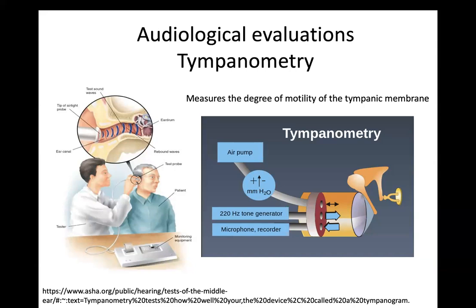Tympanometry measures the degree of motility of your tympanic membrane. Like I said, for hearing sound, your tympanic membrane needs to vibrate, right? That means it needs to be able to move, so it needs to be a bit mobile. Anything that causes the membrane to become stiff or hypermobile, too mobile, could affect your hearing. So that's why they have tympanometry: to evaluate the degree of mobility of your tympanic membrane, or how your middle ear is working, because it can also directly tell you how the ossicles are as well.